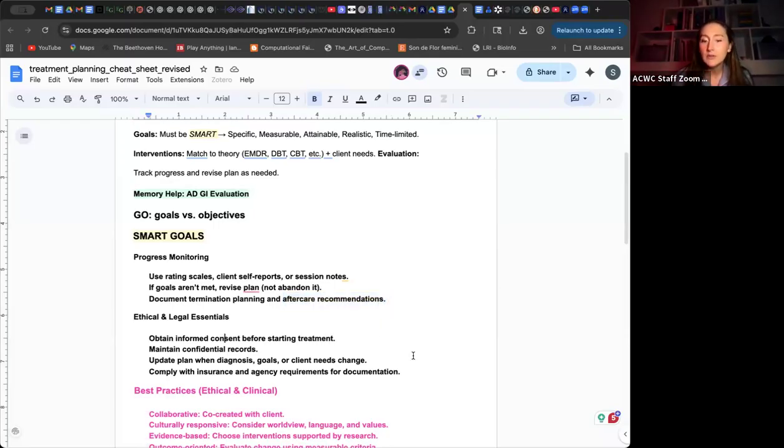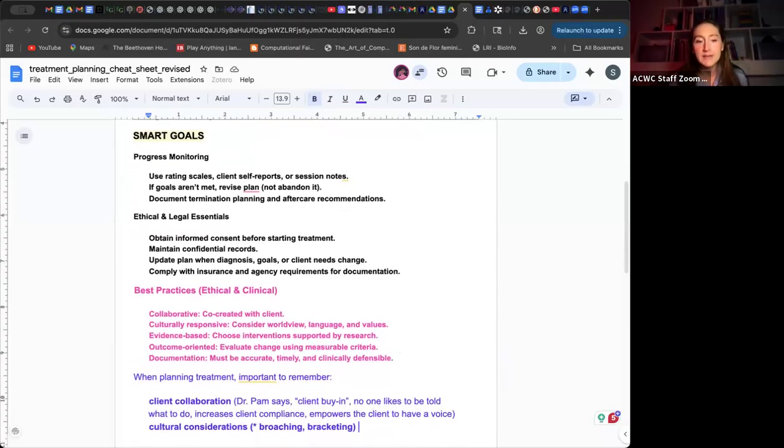Some more ethical and legal aspects that can go with treatment planning in the questions for these tests would be, some of them I know we know. You always obviously obtain informed consent before starting treatment. I think we all know that one. And I think we all know the records are confidential. Those kinds of things, I think we all know those.